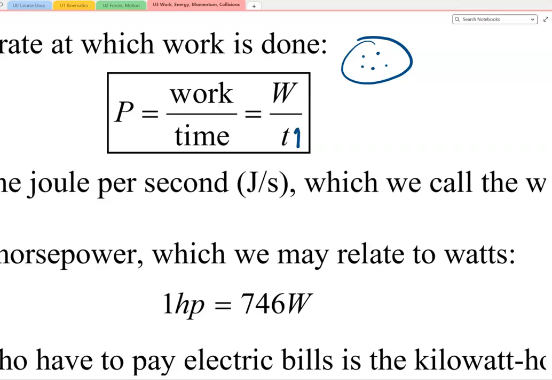So as the time that it takes to complete a job or to do an amount of work goes up, then the total amount of power that you have is decreased. And the opposite is true. If it takes you less time to complete a task, then you're actually producing more power. There's an inverse relationship between time and power.